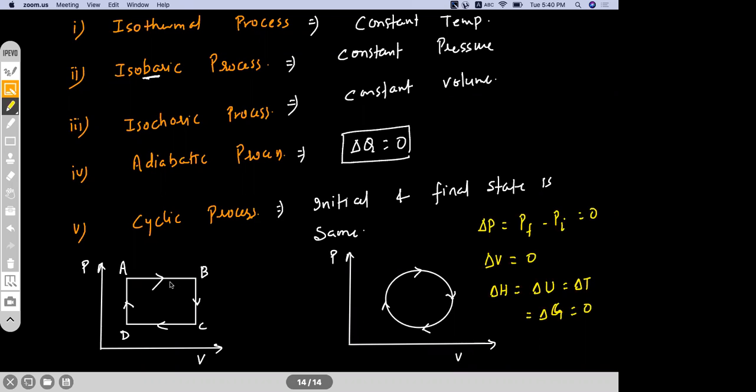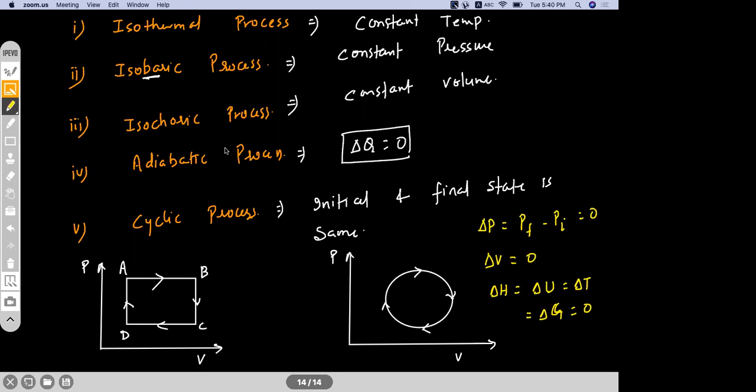Suppose I ask you, what is the work done in this process, A to B, B to C, C to D, D to A? You will find the area of this rectangle, P delta V, and say this is the work done. But we can find the area only if the PV graph is given. If it is not given, you cannot find it, because work done is P delta V. So a pressure volume graph is required.